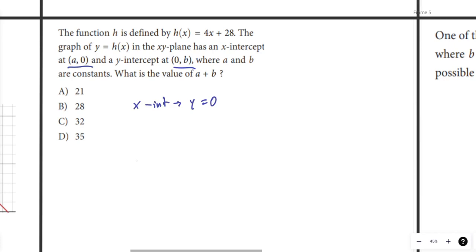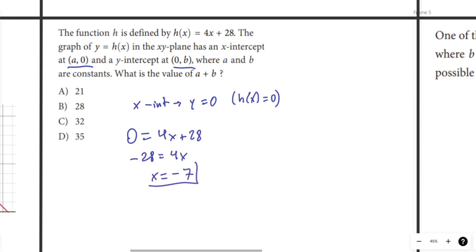So, or h of x equals 0. Same thing. So we could set 0 equals 4x plus 28. Or in other words, negative 28 equals 4x. And dividing by 4, we'll just get x equals negative 7. That is our a value.